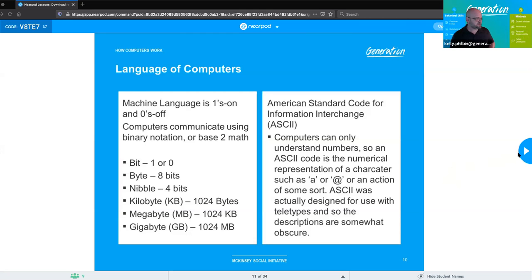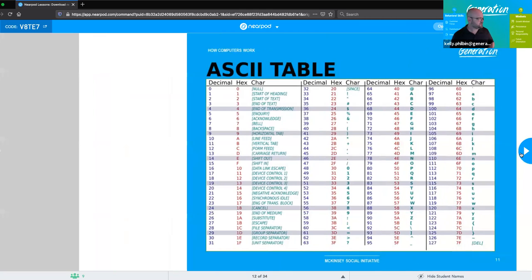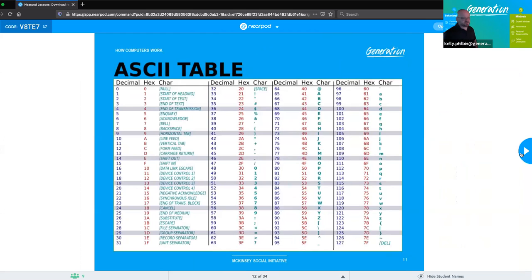I believe we have an example of that next. If not, I will show it. Here we go. Here's an example of the ASCII, and it shows you what the decimals look like and how it breaks things down versus decimal, hex, and characters based on the binary code that they're going to be putting in.